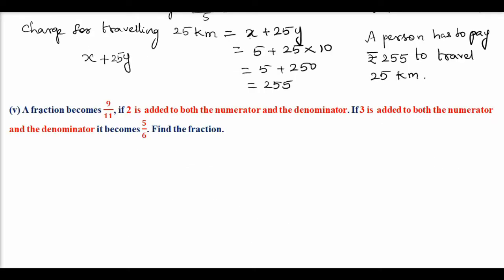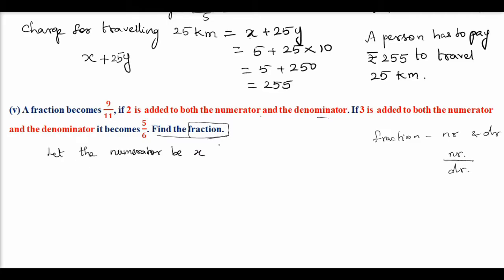Okay, fifth subdivision. A fraction becomes 9 by 11 if 2 is added to both numerator and denominator. If 3 is added to both numerator and denominator, it becomes 5 by 6. Find the fraction. So here the problem is about a fraction. You are asked to find a fraction. So you will very well know that a fraction is going to have numerator and denominator, isn't it? And of course numerator by denominator.